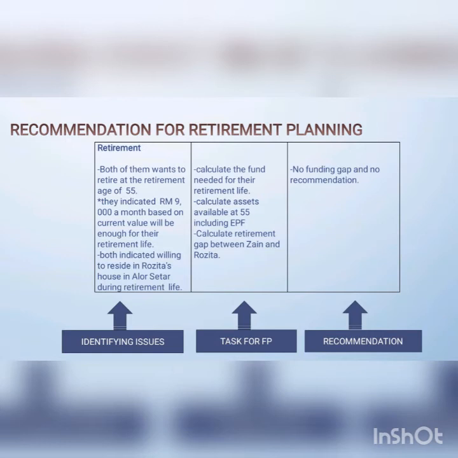First, let us look at the identifying issues. Both Zain and Rozita want to retire at the age of 55. They indicated Rm 9,000 a month based on current value will be enough for their retirement life. Both indicated willingness to reside in Rozita's house in Alor Setar during retirement life. Task for financial planning: calculate the fund needed for their retirement life, calculate assets available at the age of 55, and calculate the retirement gap between Zain and Rozita. When we take a look at the recommendation, there is no funding gap and no recommendation is needed.